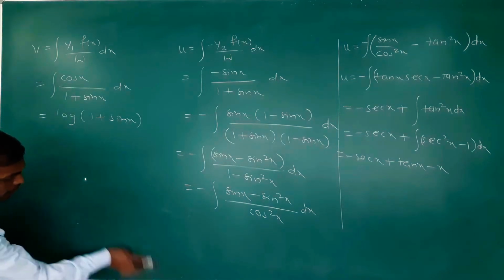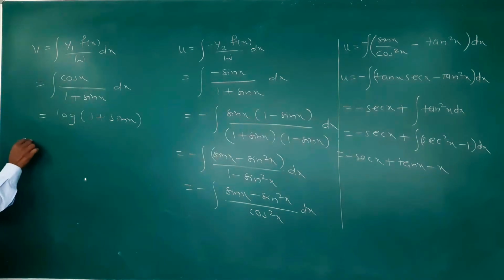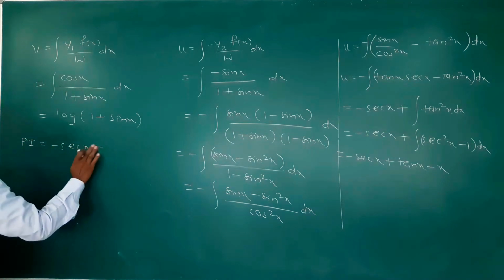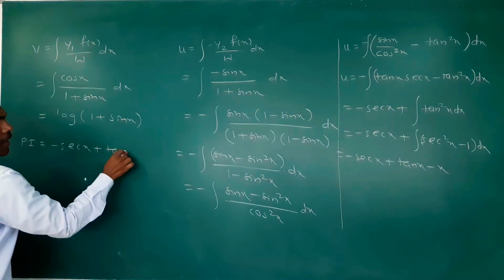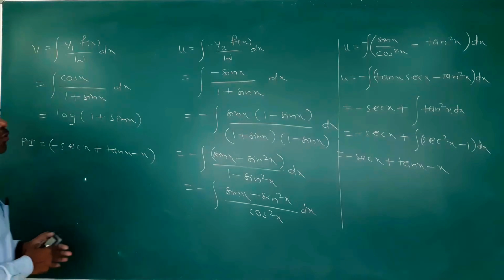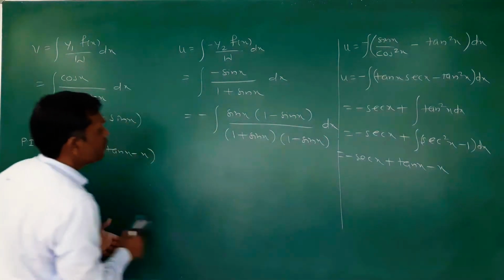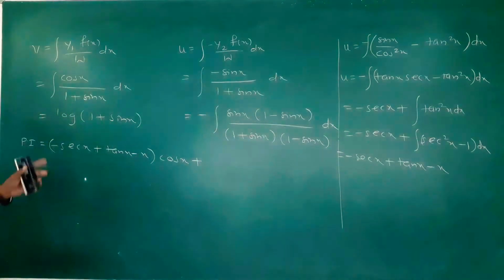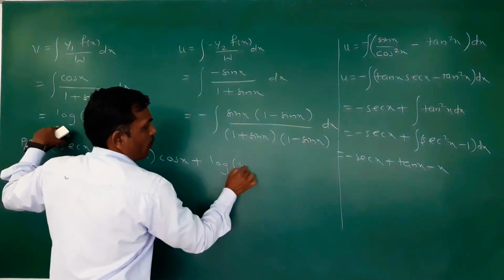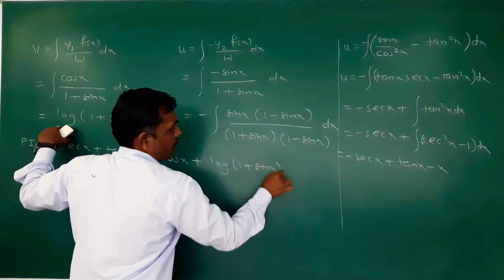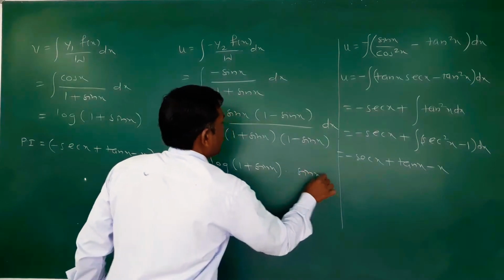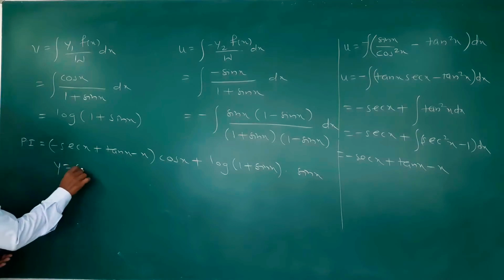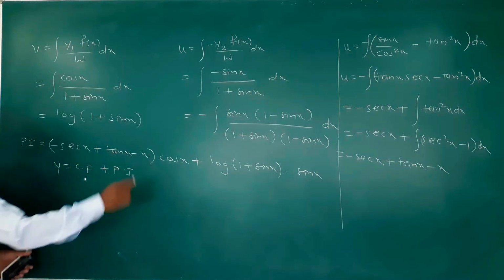Now complete your answer. CF in your hand. Write down PI. Particular integral is equal to u y1. So here (minus sec x plus tan x minus x) into cos x, that is u y1, plus v y2, v is log of 1 plus sin x, into sin x. So this is your particular integral. Write out the final answer: y is equal to CF plus PI.